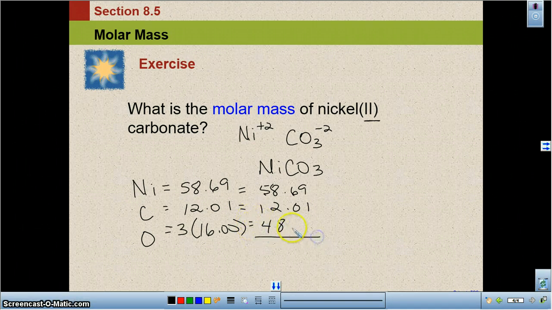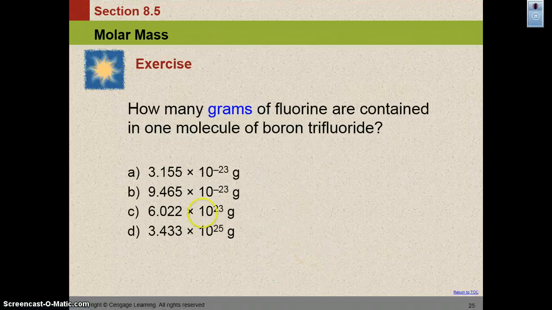So if we have 16 times 3 is 48, so we take 48 plus 12.01 plus 58.69, we end up with 118.70 grams per mole. So that's the mass of 1 mole of nickel 2 carbonate is 118.